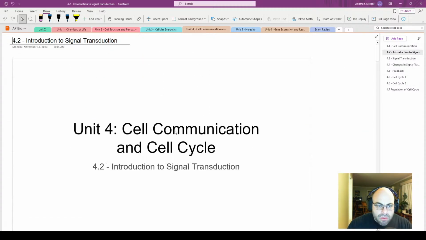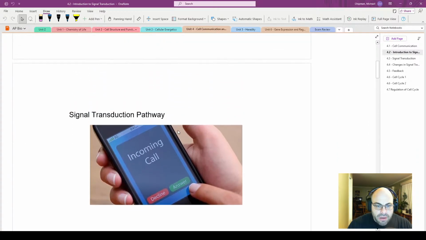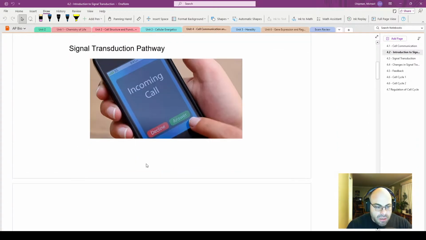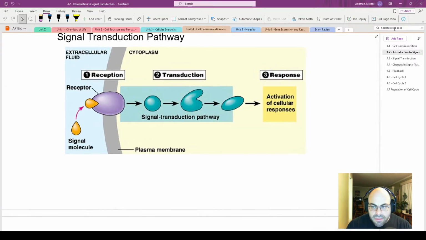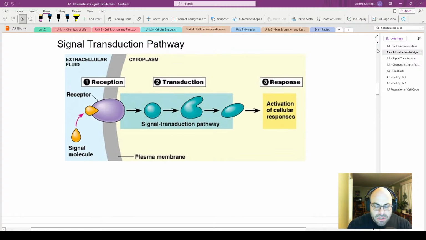The general signaling pathway, I use a telephone in my own class to talk about that, but we're just going to skip that. And we're going to use these 3 steps. It's called the signal transduction pathway, and it's 3 steps: reception, transduction, response. All of these are involved in the process. Reception is the literal reception of the signal molecule. The signal molecule is usually generically called a ligand.